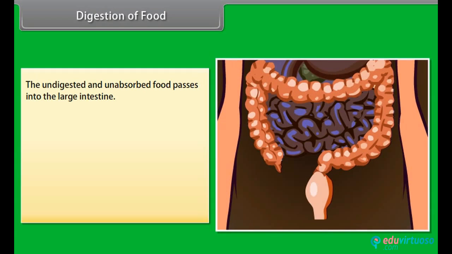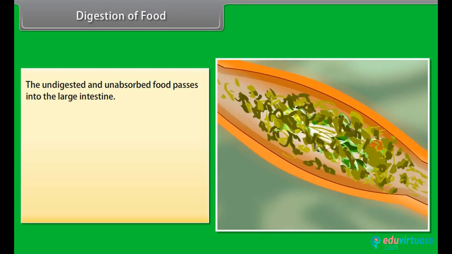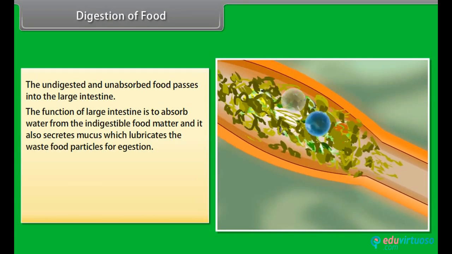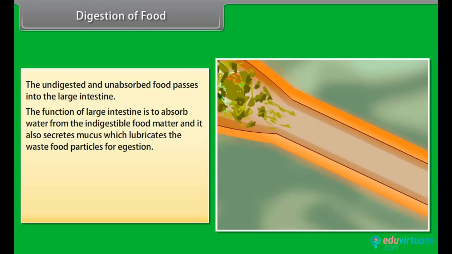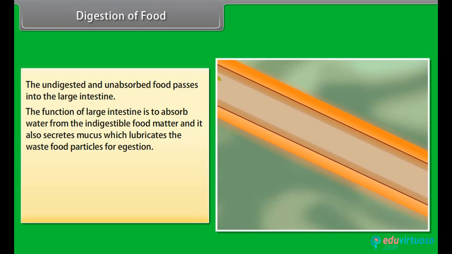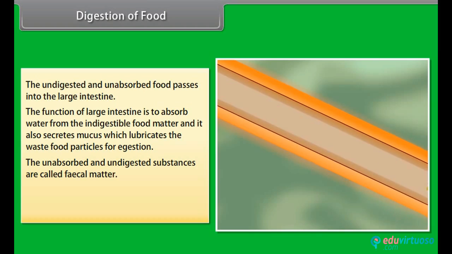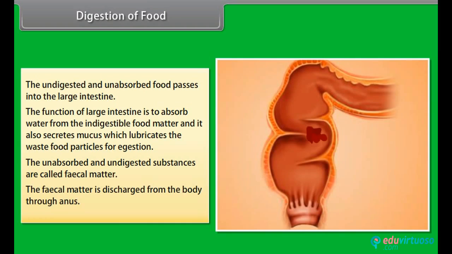The undigested and unabsorbed food passes into the large intestine. The function of the large intestine is to absorb water from the indigestible food matter, and it also secretes mucus which lubricates the waste food particles for egestion. The unabsorbed and undigested substances are called fecal matter. The fecal matter is discharged from the body through the anus.